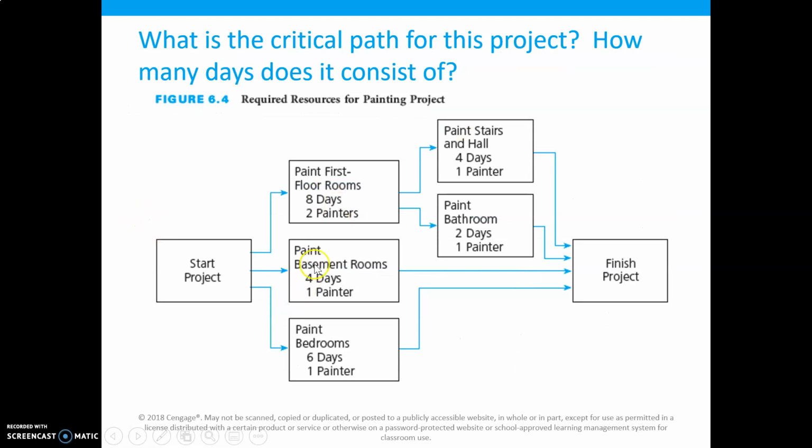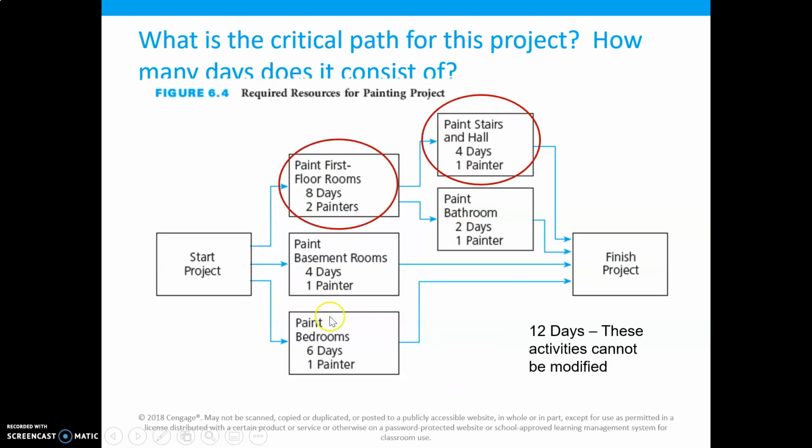So again, when we want to level resources, our first step is to look at the critical path and how many days it consists of. We look at this and we are trying to see where we have slack. As we look at this, we can see that the first floor rooms and the stairs are a critical path, right? Because we have some slack here, some slack here, and a little slack here. But the shortest amount of time that this project can be completed in is 12 days.